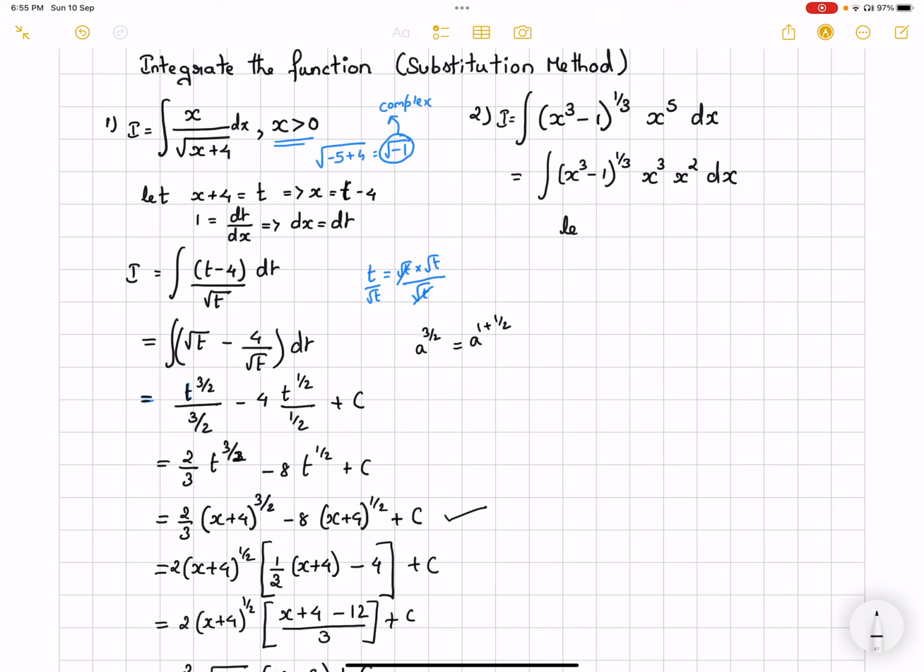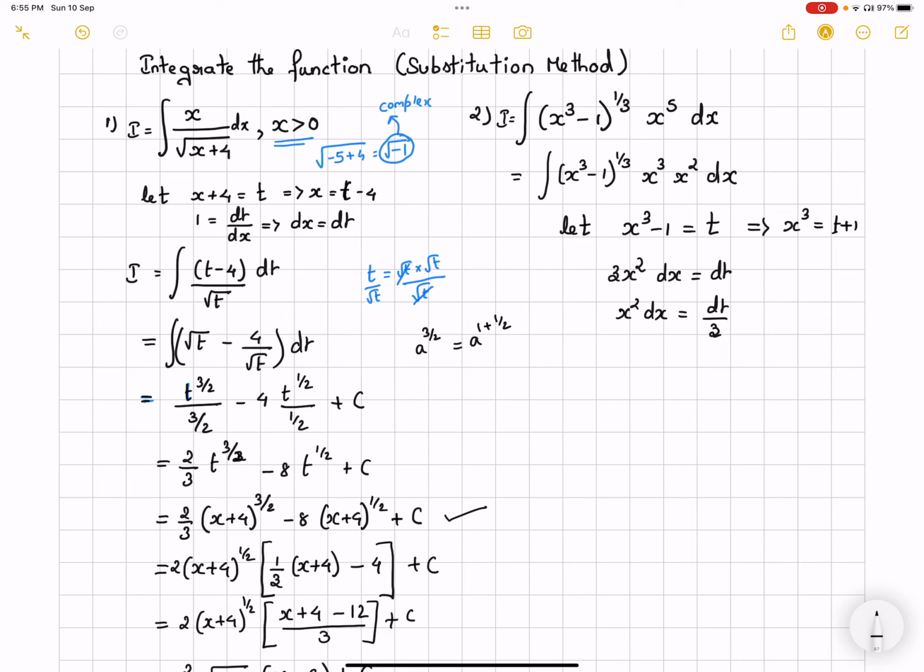So here, let x cube minus 1 be equal to t. In that case, when I differentiate both the sides with respect to x, I would be getting 3x square dx is equal to dt. And then I would be having just x square dx, which means I would be substituting dt divided by 3. This is one. And here, x cube is equal to t plus 1.